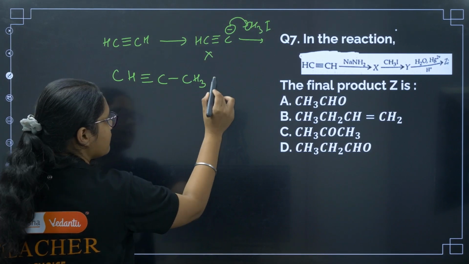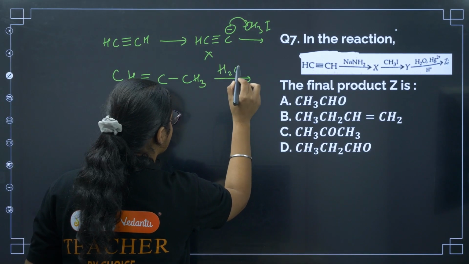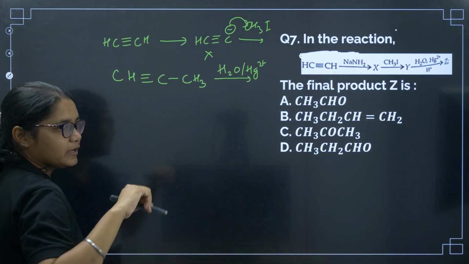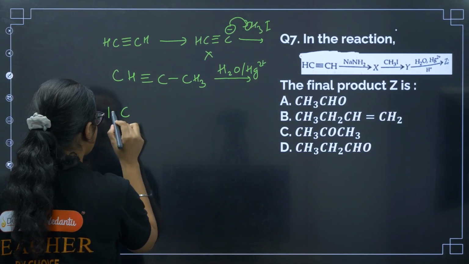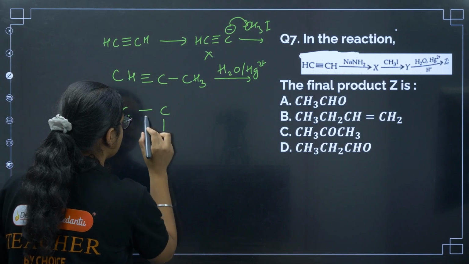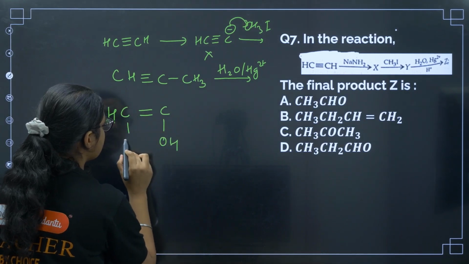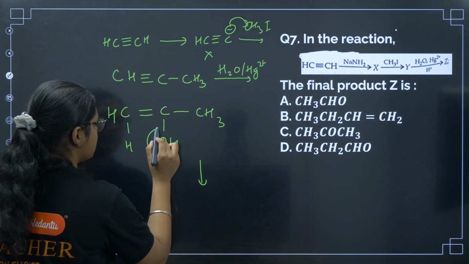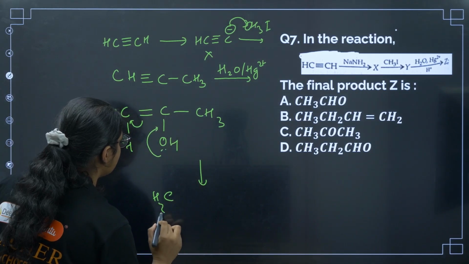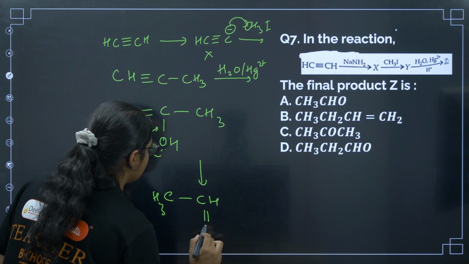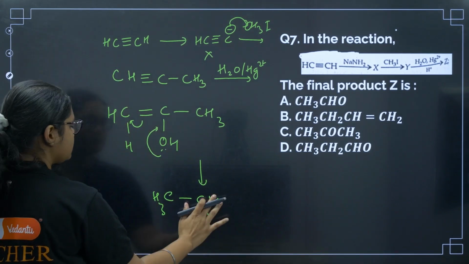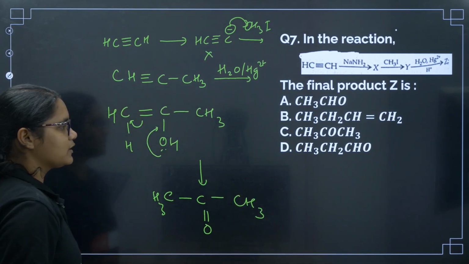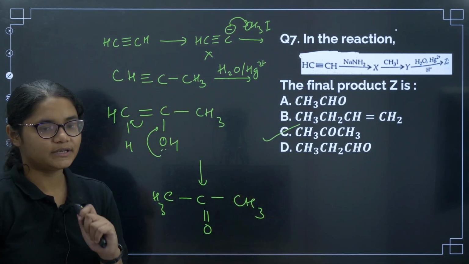And we will get CH3. Now when you do H2O2, Hg2 plus, that is your addition of mercury. So what will happen, water gets added, so we will get CH, then here it will be double bond OH, and here H, and then CH3. Now what happens here, there will be tautomerization, right? So we will get here CH3, C double bond O, and then CH3 on the right hand side. So this is your acetone. Correct answer for this question will be option number C.